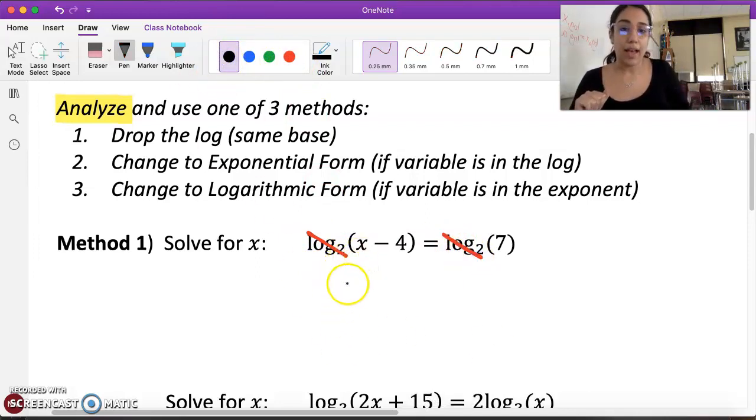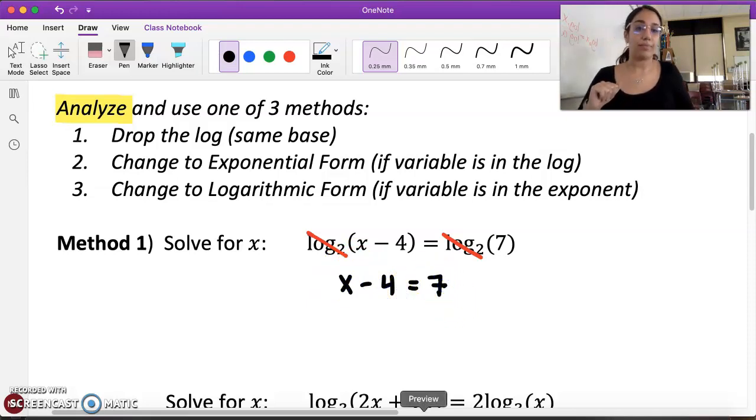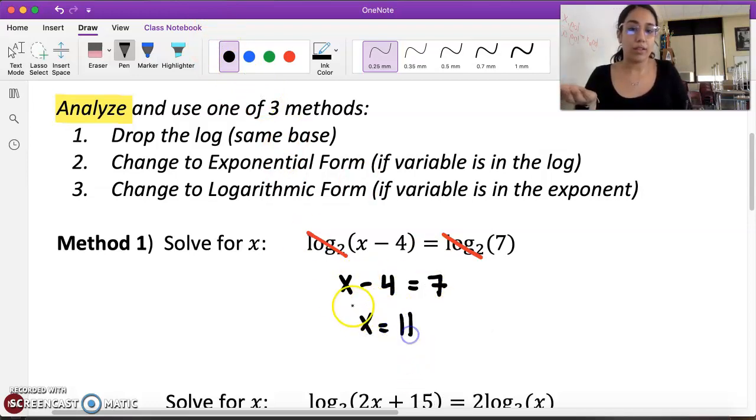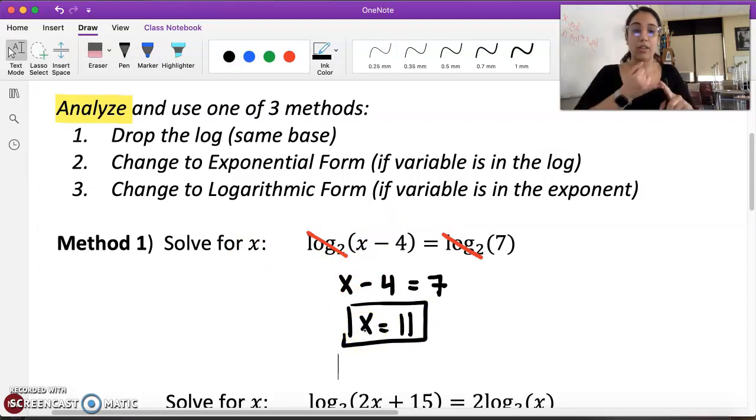So you get x minus 4 equals 7. And that would be easy, right? So x equals 11. But we have to check our answer before we even box it. We only need to check one side. If I get 11 minus 4, I can take log base 2 of 7 and it's fine. So it works. If I got log base 2 of negative 3, it wouldn't work because I cannot have a negative number or a 0 inside of a log.